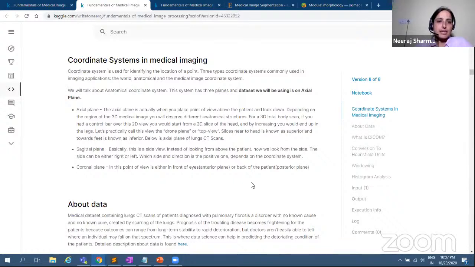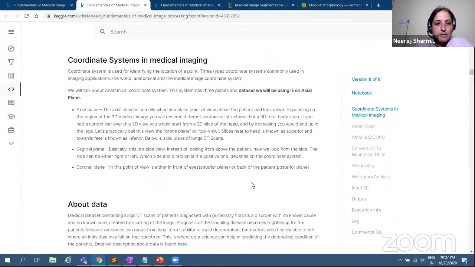Here for this particular session, we will talk about the anatomical coordinate system, and this coordinate system has 3 planes. These 3 planes are the axial plane, sagittal plane, and coronal plane. When we talk about the axial plane, you can think that a person is lying in a CT scan and the rays are going from the head to the toes. So we will get the vertical slices of the scan.